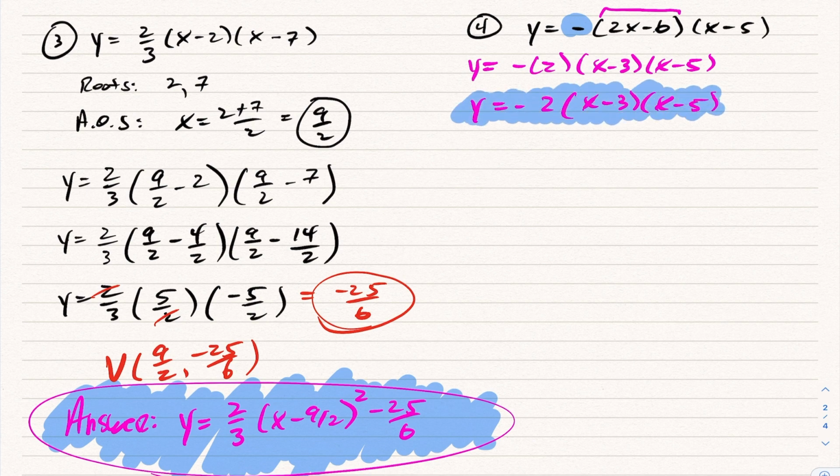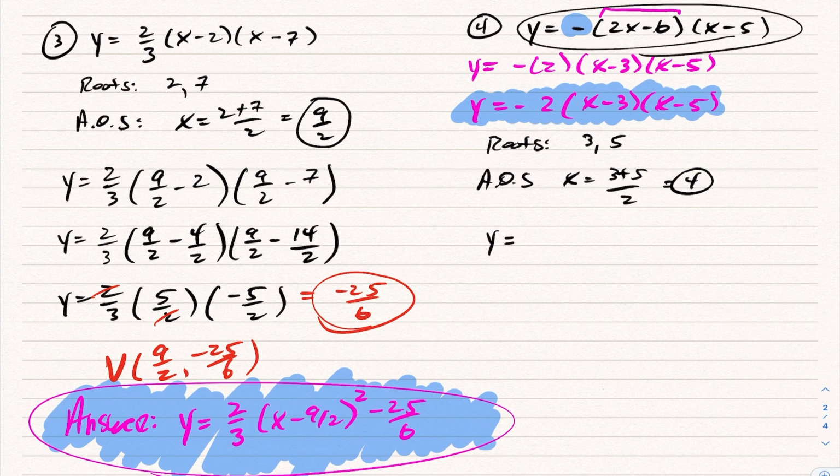So at any rate, I can go and answer the question now. My roots for this are going to be 3 and 5. Therefore, my axis of symmetry is going to be 3 plus 5 divided by 2, which is 4. So I sub that into my original quadratic. You can sub it into this one or sub it into this one, it doesn't make a difference. I'll sub it into our simplified one.